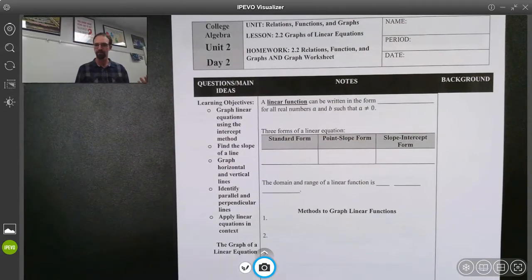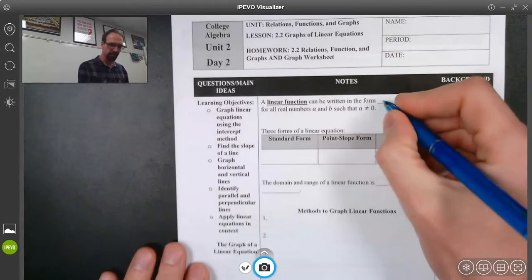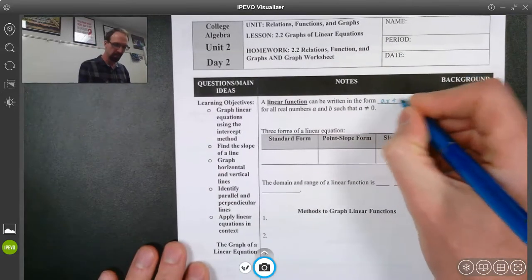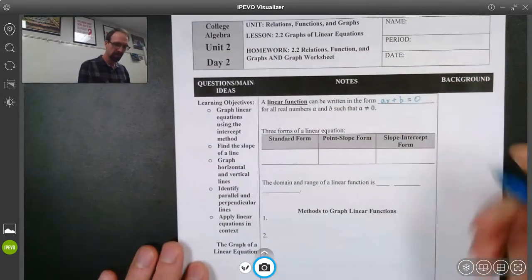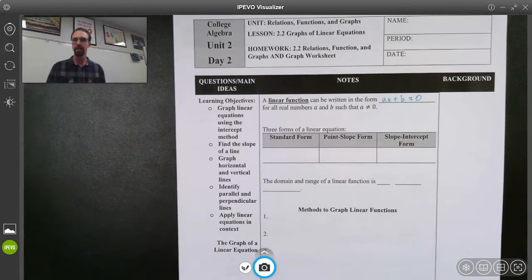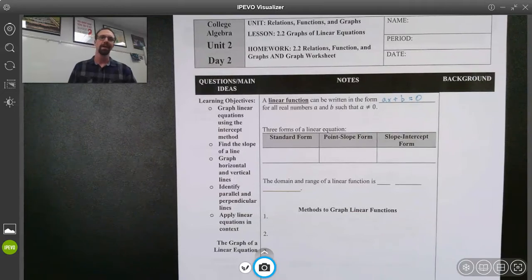A linear function can be written in the form ax plus b equals 0, and a and b are real numbers. A cannot be 0. If a is 0, then you just have b equals 0, and it doesn't work out to be linear that way. We have three forms of linear functions.